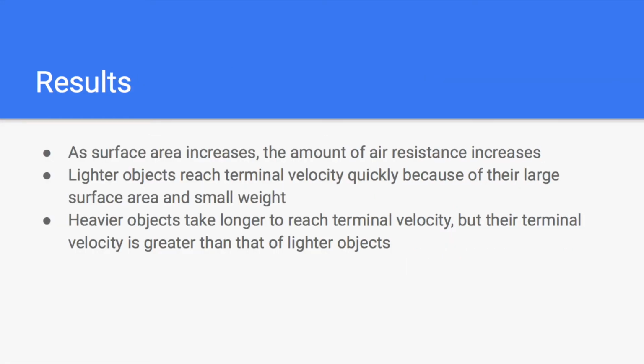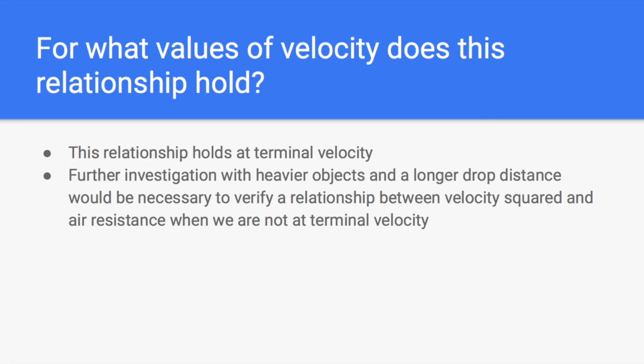Since Fg, or force of gravity, is equal to air resistance at terminal velocity for an object, we know that heavier objects take longer to reach terminal velocity, but their terminal velocity is greater. Also from this experiment, we discovered that as surface area increases, air resistance will also increase. We found that this relationship holds at terminal velocity, and so further investigation with heavier objects and recording for a longer drop distance would be necessary to verify that the relationship between velocity squared and air resistance is linear when we're not at a terminal velocity.